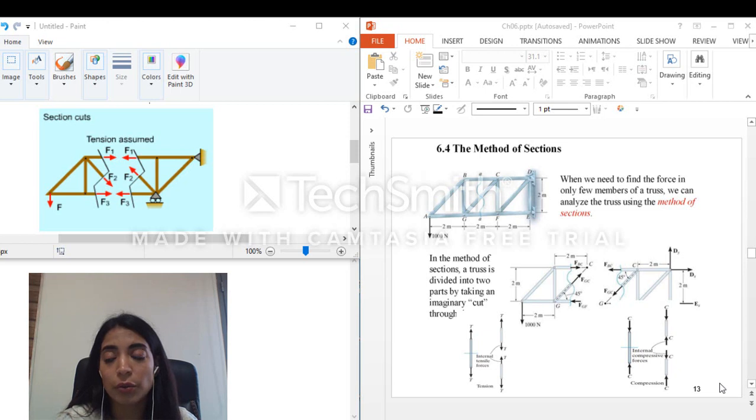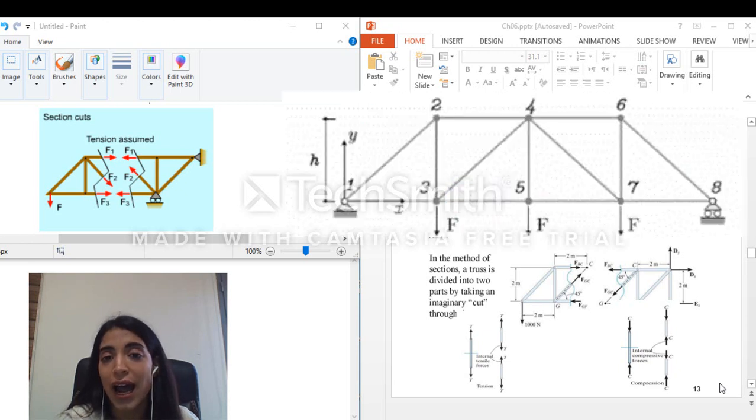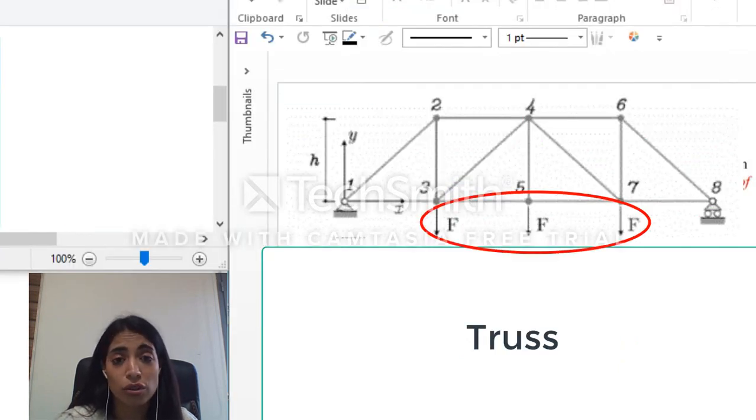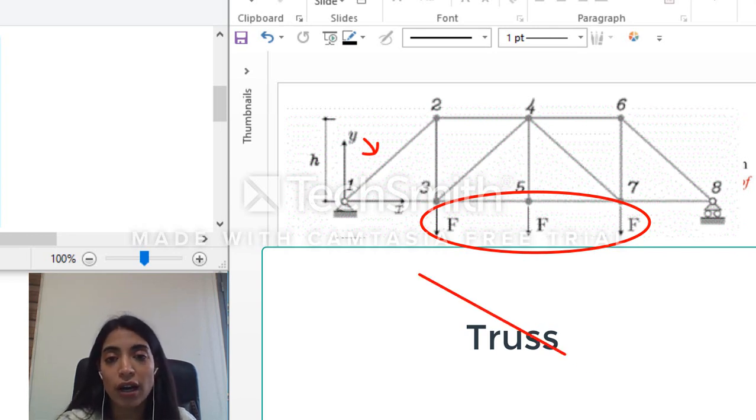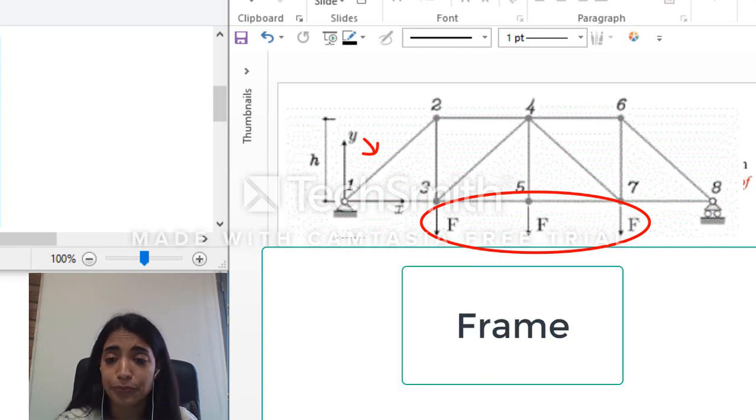But before going to the method of sections, guys, I want you to remember that in the truss, I only have forces on the joint. So I don't have any external force on the member itself, because if I have one member that has an external force, then this will not be a truss, it is a frame. Okay, so it is called a frame.